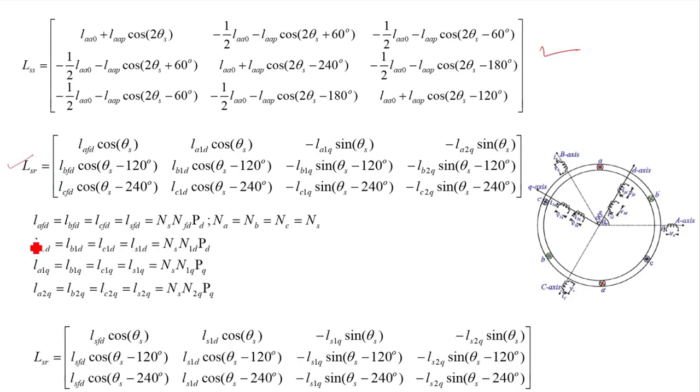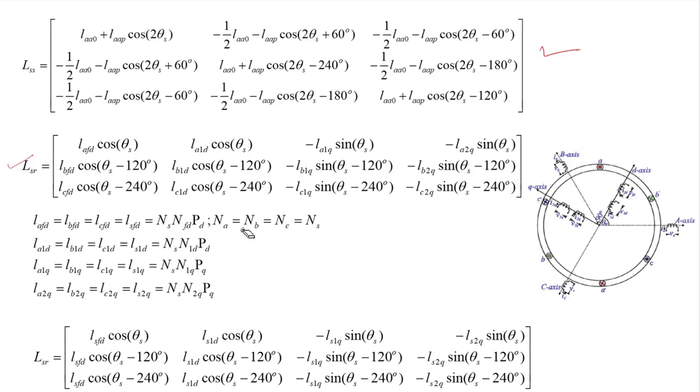From this, with a certain assumption, I can write LAFD is equal to LBFD is equal to LCFD, that is equal to LSFD, because of the constant permeance across from A to D, B to D, and C to D. So these are constant values. So I can write it as LSFD. That is nothing but equal to NS into NFD into PD. NS is the number of turns in the stator winding, NFD is the number of turns in the field winding, and PD is the permeance.